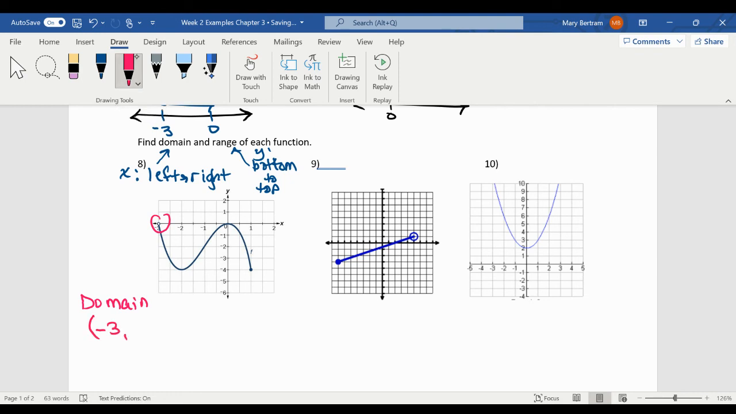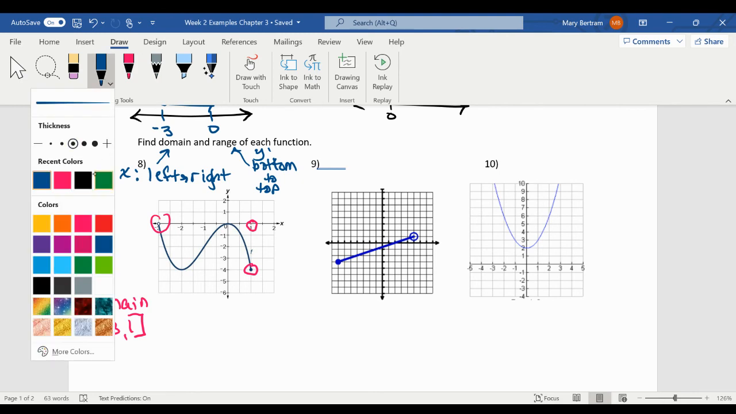And then if I look over here, remember, I'm not looking up or down, I'm just going over to the right, and it's going to stop at 1. If you look at 1, there is a point down here. So 1 has a y value, so we're going to count it. It's filled in, so that's going to be 1 with a bracket. That is the domain.